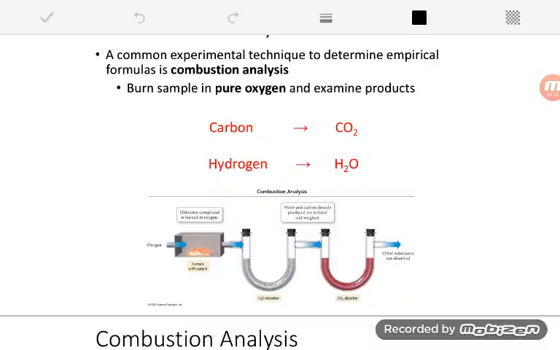We've already looked at one way to determine empirical and molecular formulas using experimental data. In that way, we were simply told either the grams of each element that were determined or the percentage of each element that was determined.